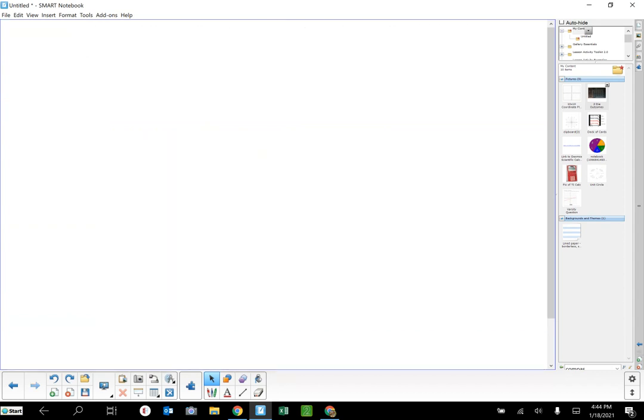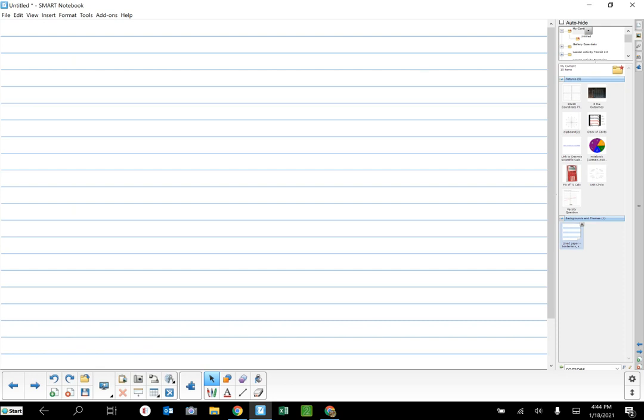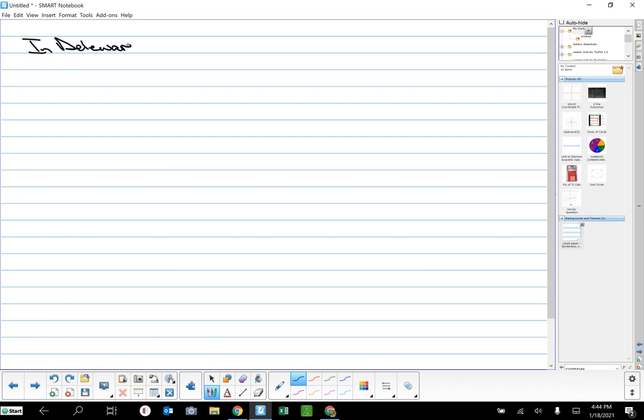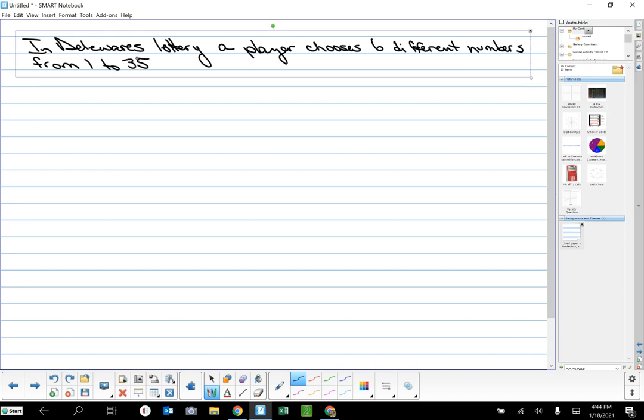New screen. Paper. All right. In Delaware's lottery, a player chooses 6 different numbers from 1 to 35. Now notice it does say different numbers. They can't repeat the number.